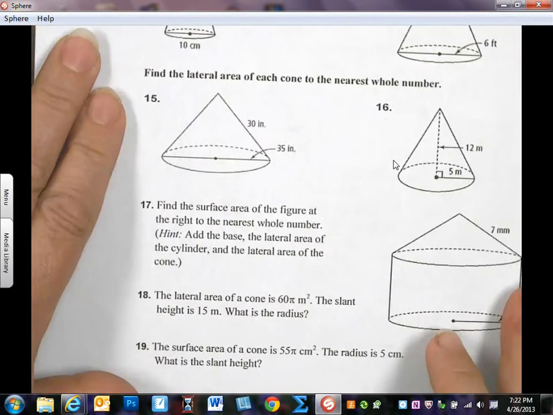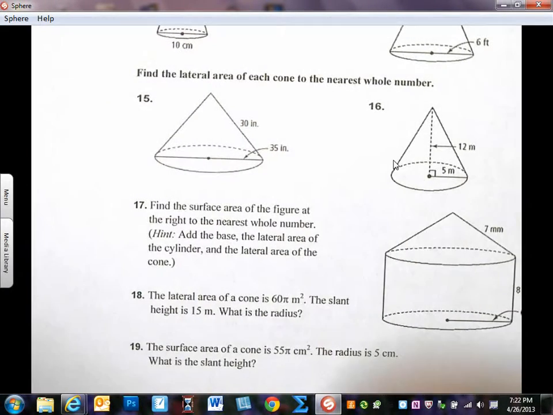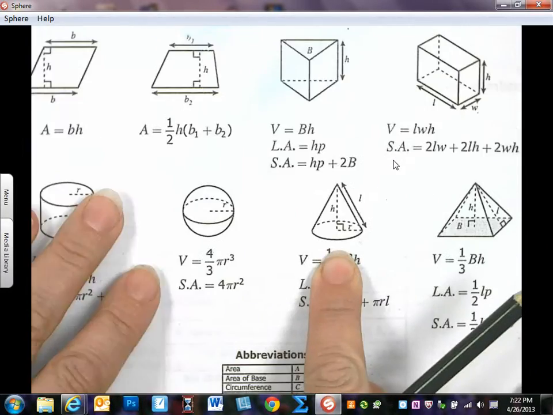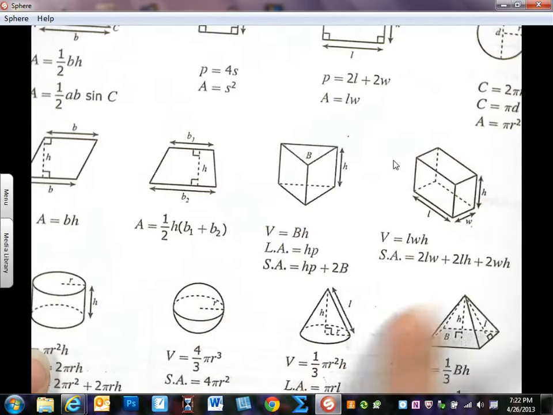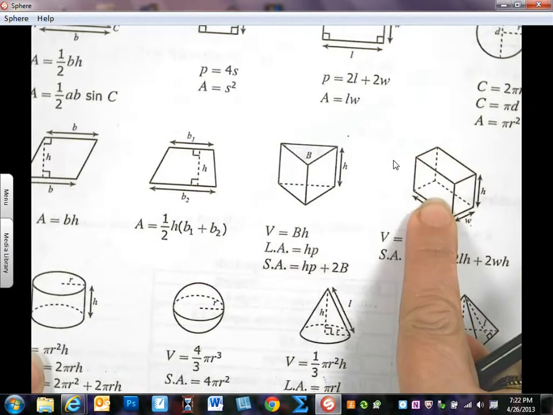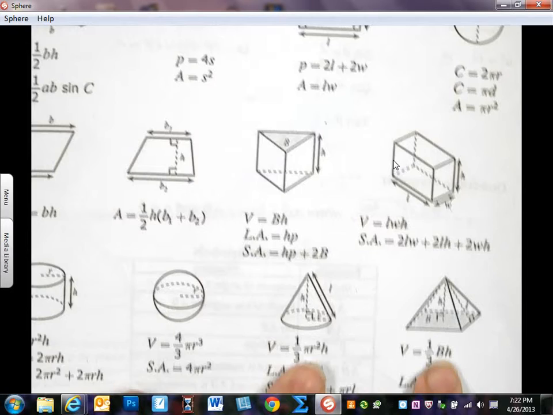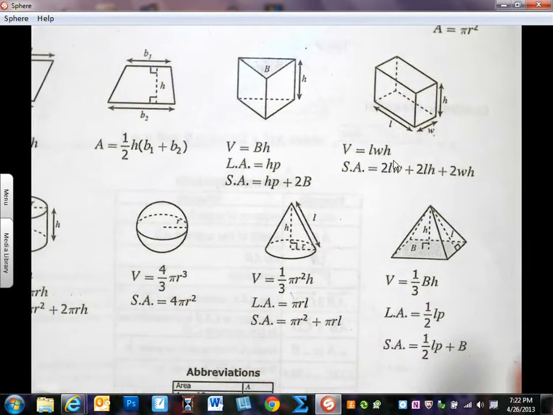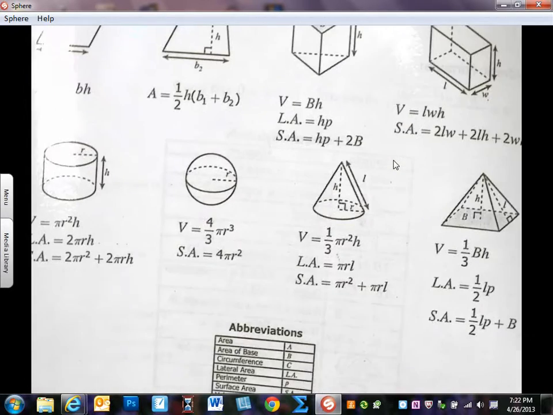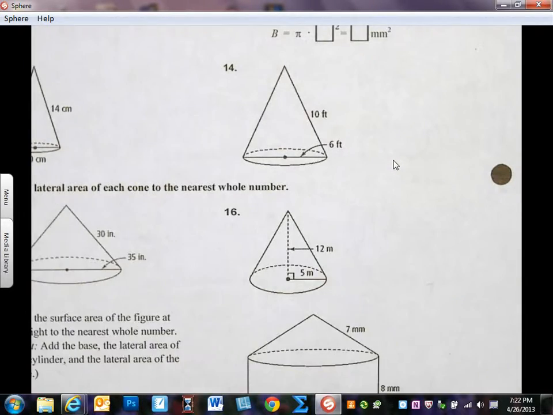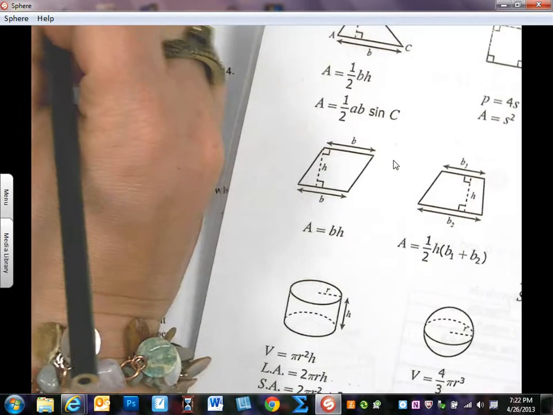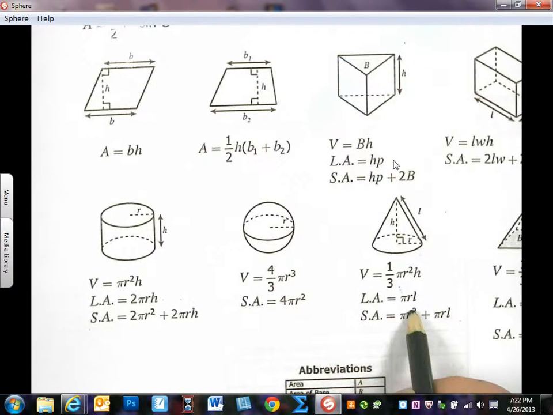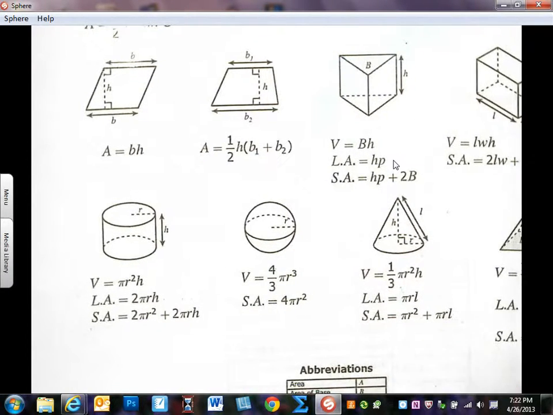On the back, these are cones. Cones are just very similar to pyramids, just like the cylinder is very similar to these, okay? And the cone and the pyramid are best friends too. They have a lot of things in common, and we treat them very much the same when we're finding lateral area, surface area, and volume, okay? So for a cone, they want us to find surface area, and the cone surface area is pi r squared plus pi r l, L being the slant height.